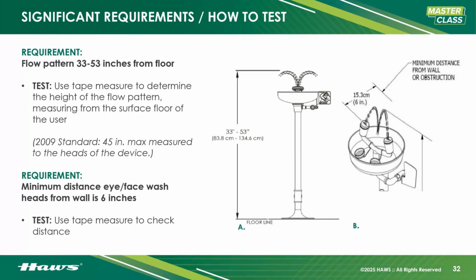Now, the flow pattern from the eye wash or the eye face wash has to be a minimum of 6 inches from the nearest obstruction. That's a wall or anything. That's to ensure that you're not going to hit your head on anything that's going to obstruct you from utilizing it. And you have a measurable safe distance around the streams, from the center of the streams, so that you can fit your hands in there and spread your eyelids and so on. So take a tape measure, measure around from the center of the flow pattern, ensure that you have 6 inches of clearance, and you are all set.